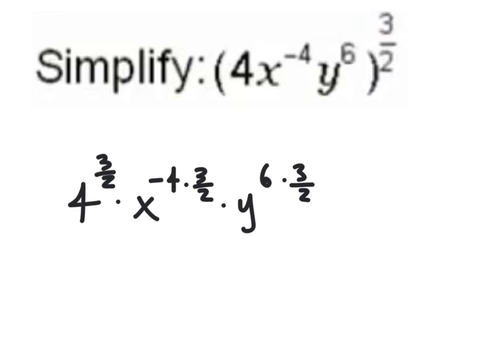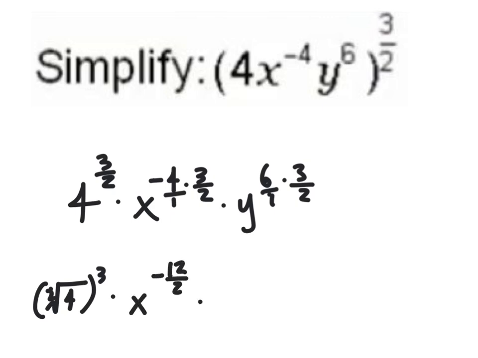We can do that a couple different ways. Let's do this here real quick. Let me put this over a 1, and let me put this one over a 1 as well. 4 to the 3/2 power can be rewritten as, and I typically do the square root of 4, that whole thing cubed. Then I've got -4 times 3, which gives me x to the -12/2 power. And then times y, I've got 6 times 3, which is 18 over 2, so y to the 18 over 2 power.